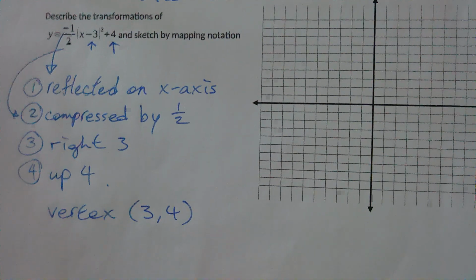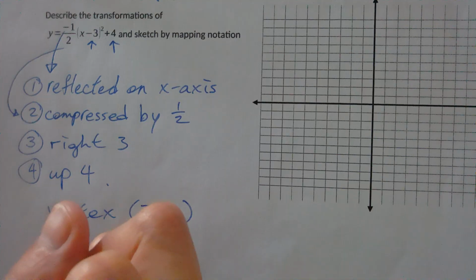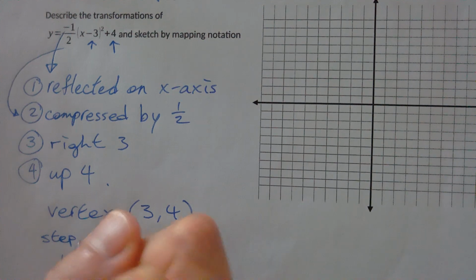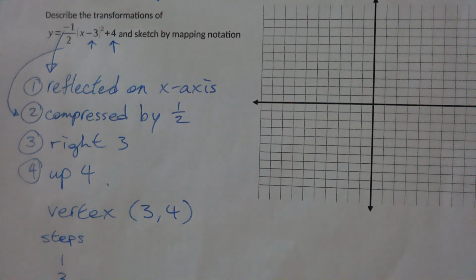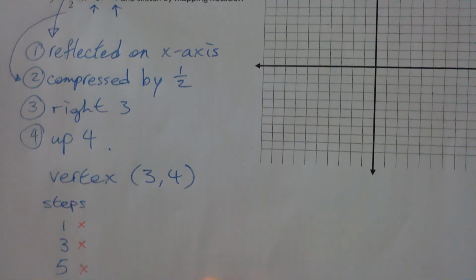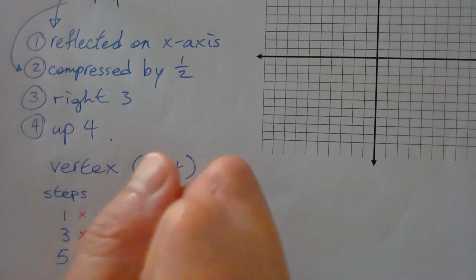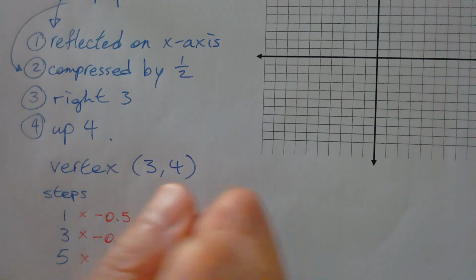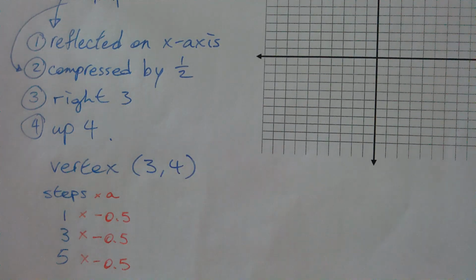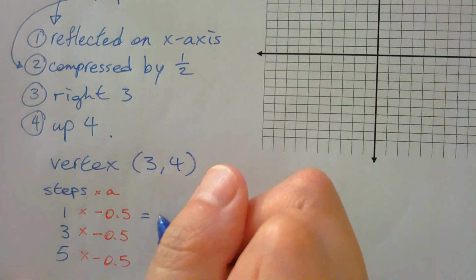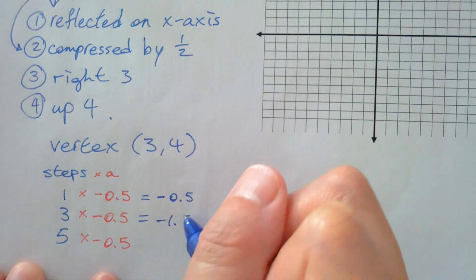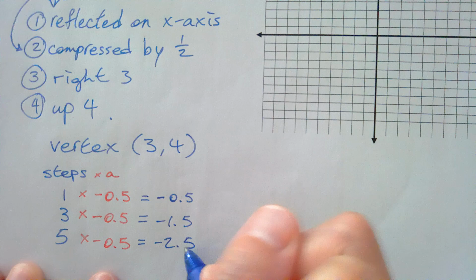Okay, and then we can graph it by just doing the step method. 1, 3, 5. So steps are 1, 3, 5. And each time, what am I multiplying it by? Careful. Negative a half. Right, so negative 0.5. That's your a value. Okay, so that means from my vertex, I'm gonna move over 1 and down a half, move over 1 and down 1.5 box, move over 1 and down 2.5 box.